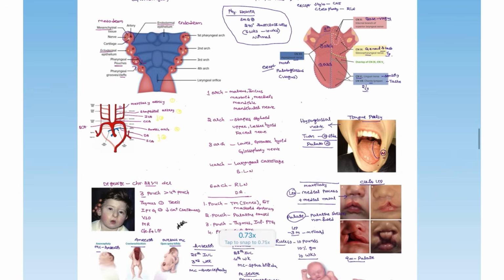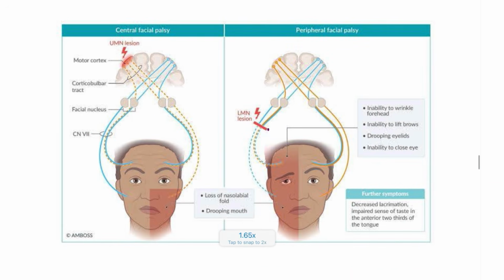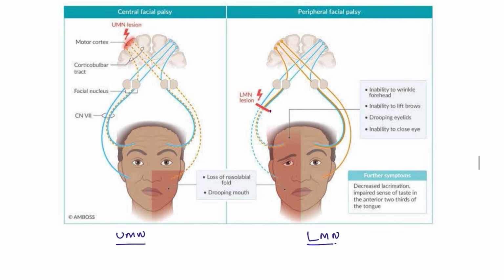Next, moving on to the next chapter. Here first we will complete the cranial nerve palsy, especially the most important one, that is the lower motor neuron and upper motor neuron palsy of the facial nerve. Here you can see this is the upper motor neuron palsy, and this is the lower motor neuron palsy. In upper motor neuron, the defect is from the cerebrum only, whereas in lower motor neuron, the nerve and its branches are damaged.